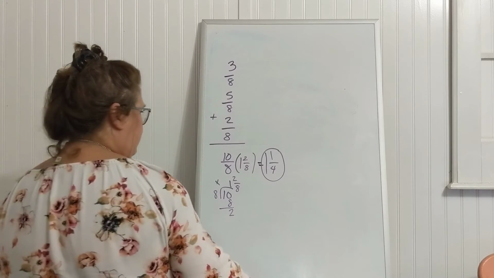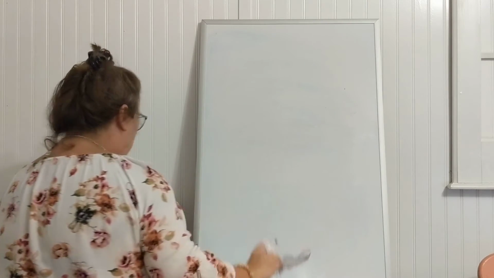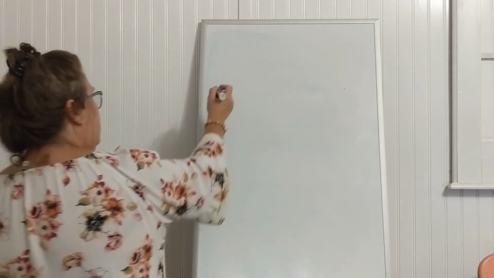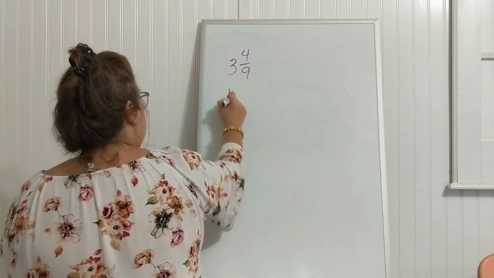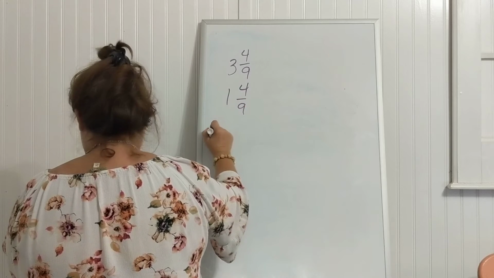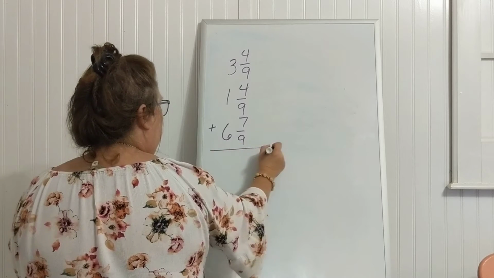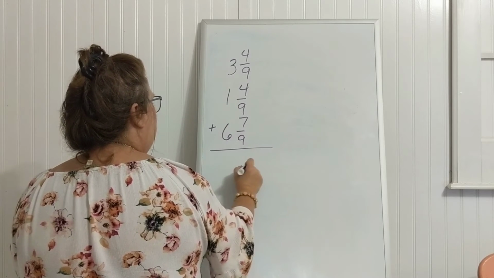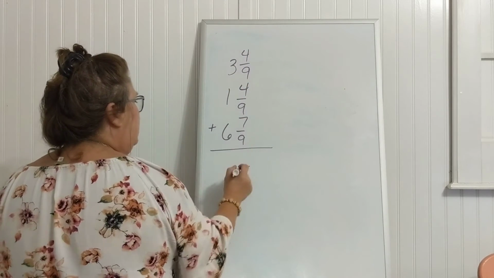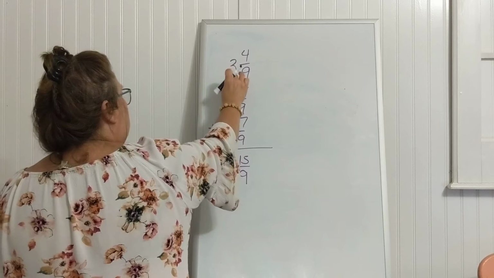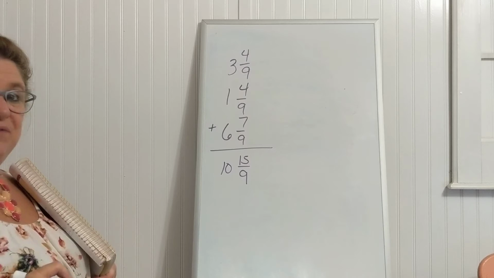Let's do 2F together. That looks like a really cool one. So in 2F, we have 3 4/9. We have 1 4/9 plus 6 7/9. So we're going to add up. Our denominator is 9. We'll go ahead and write that. Add up our numerators. 4 plus 4 is 8, plus 7 is 15. Add our whole numbers. 3 plus 1 is 4, plus 6 is 10. So we have 10 15/9.